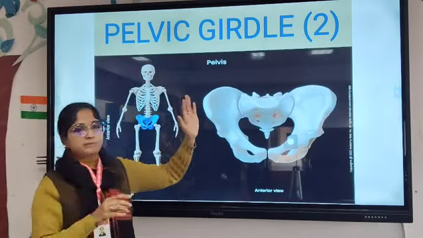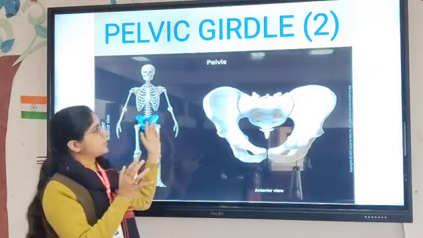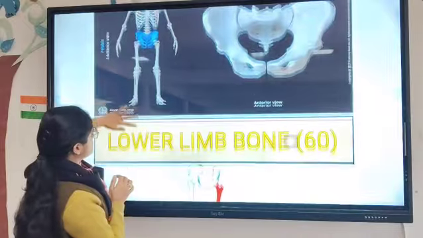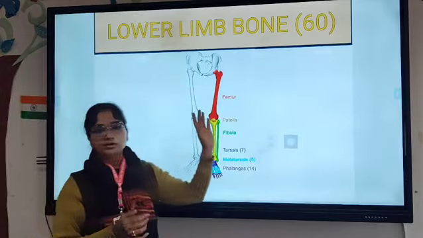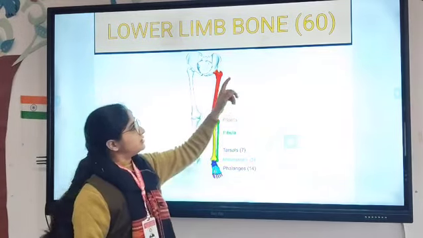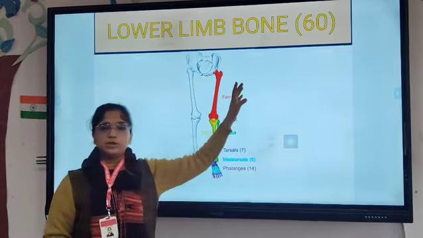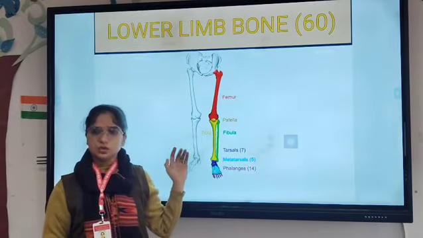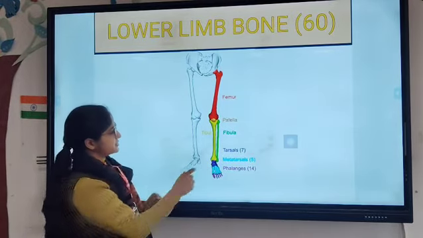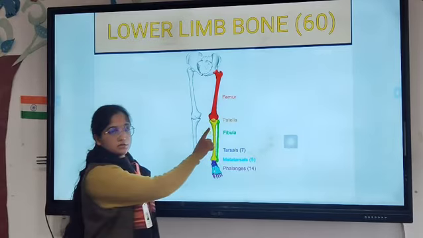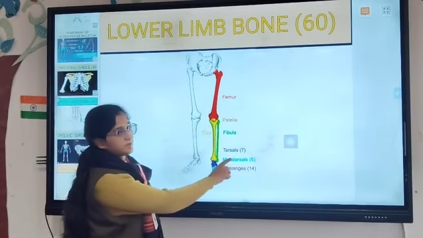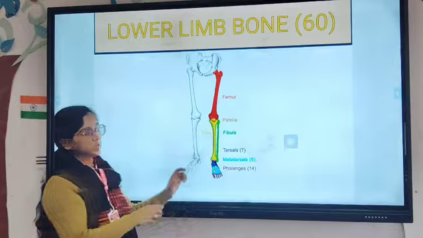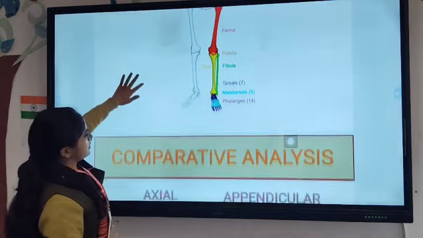Next is the pelvic girdle. The pelvic girdle protects our reproductive part, and has only 2 bones. Next is the lower limb bones. There is only one difference between the lower limb and the upper limb. Although both have the same type of bones and the same number of bones, 60 bones in the upper limb and 60 bones in the lower limb, here is the difference. Here is another bone, the patella. But the tarsals are 7. There the carpals are 8, but here the tarsals are 7. That's why the total is 60 bones in the 2 legs.